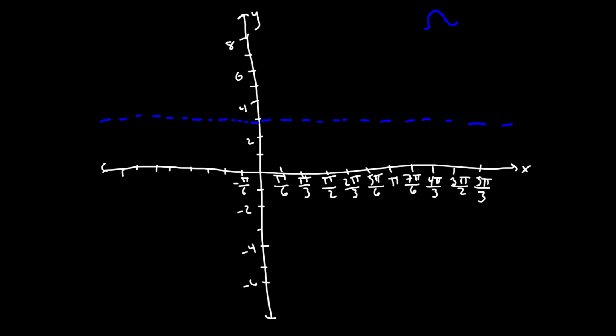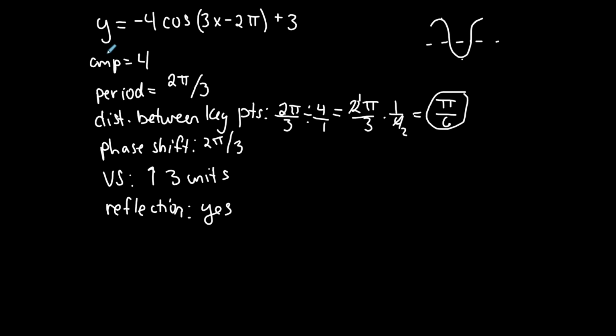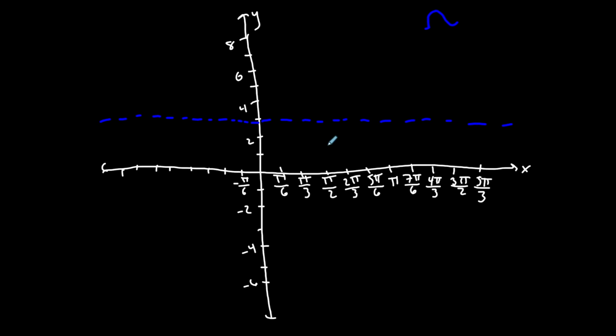Now, what was my amplitude? My amplitude was 4, and my phase shift is 2 pi over 3. So at 2 pi over 3, I'm going to go to the min. So that is 4 units from here. 1, 2, 3, 4, down to -1. I'm going to go to the next value, and it should be an intercept on the new horizontal.